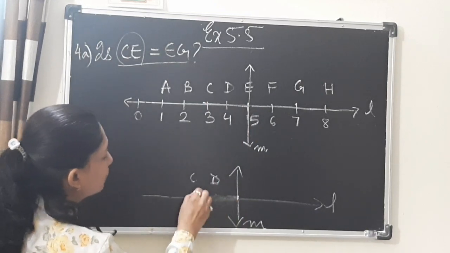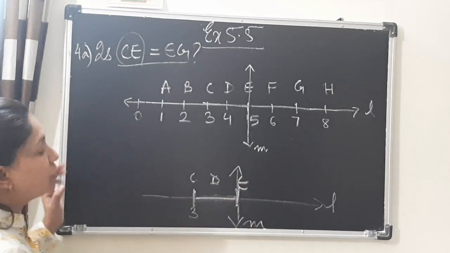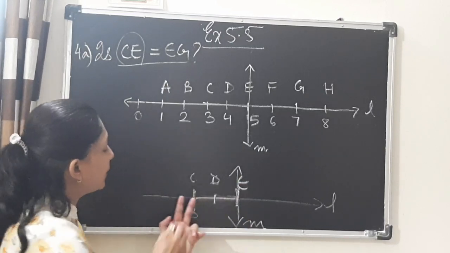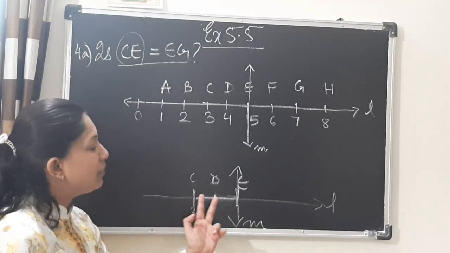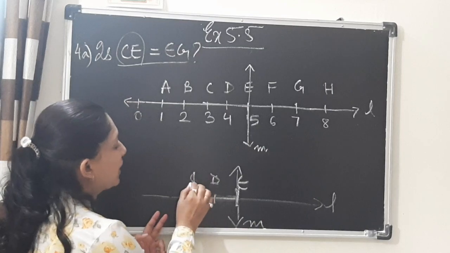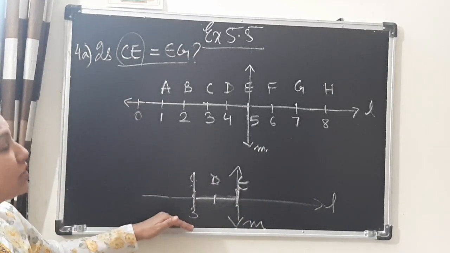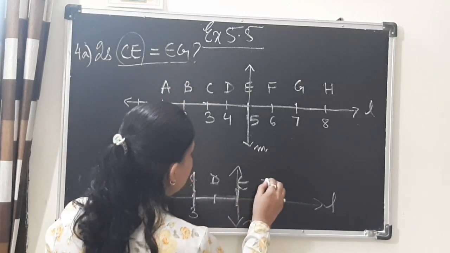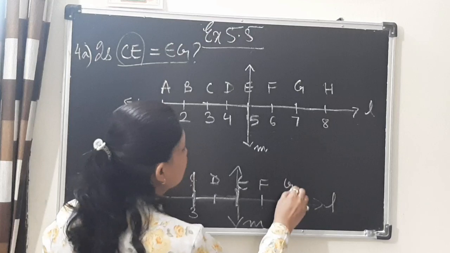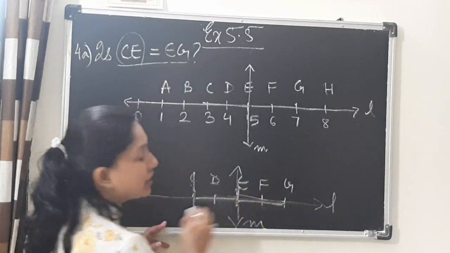So if you want to get CE, here you have E. You have to first get the line segments CD and DE. So CD plus DE, you will get CE. Correct? Now here we have 2 units. Same way EG. E is here, here you have F and here you have G. So now you count EG. See, this complete line is EG.